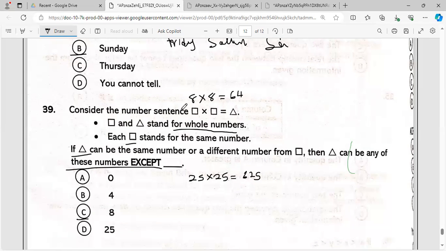All right, you say consider the number sentence, box times box equals this. Square and triangle stand for whole numbers. So we know it's a whole number. You say each square stands for the same number. If triangle can be the same number, or a different number from box, then box can be any of these except.